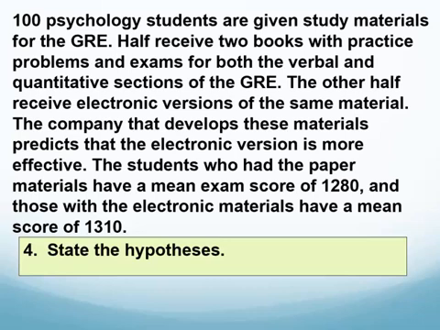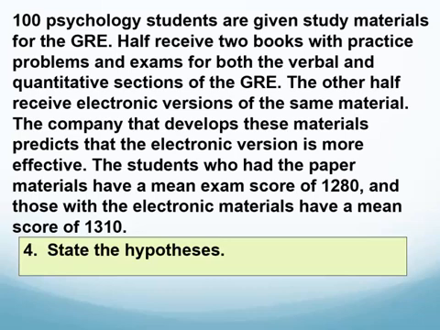Okay. So do we have a directional prediction in this particular scenario? Well, let's see. There is one, right? The company that develops these materials predicts that the electronic version is more effective, right? So what does that mean in the real world? It means that if we were looking at scores, which is what we're measuring here, the developer of the test materials predicts that scores should be higher or greater for students who use the electronic materials compared to students who use the paper materials or the book materials, right?